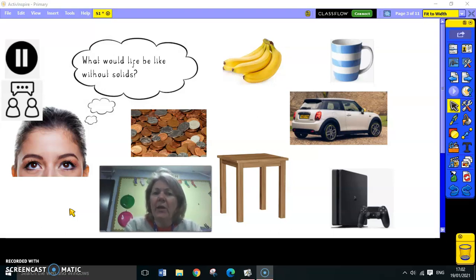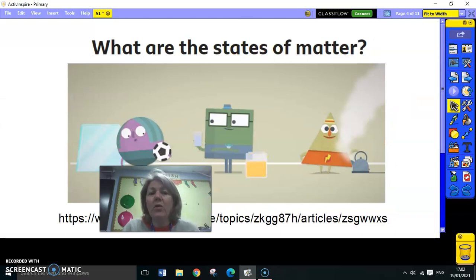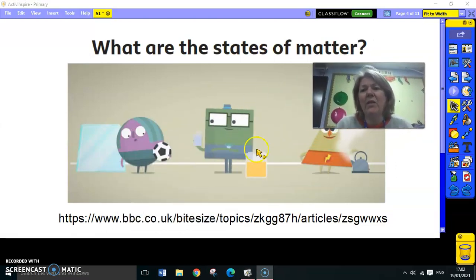Life would be quite tricky, wouldn't it, without solids? What would we sit on? We definitely would find it difficult to get around. We'd probably have to walk everywhere, which would be quite tricky. And if we hadn't got anything to hold our tea in, to hold our drinks, our liquids in, that could be quite difficult as well, couldn't it? So solids are really quite important as a state of matter, but they're not the only one. There are lots of different states of matter, and everything in the world is made up of these three different states of matter, and I've got some examples here for you.